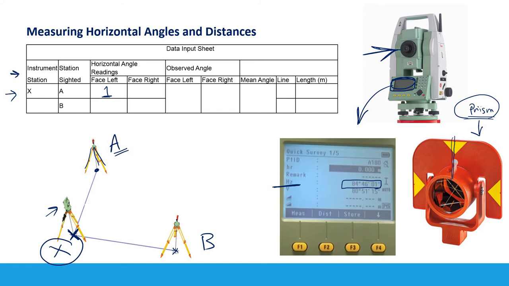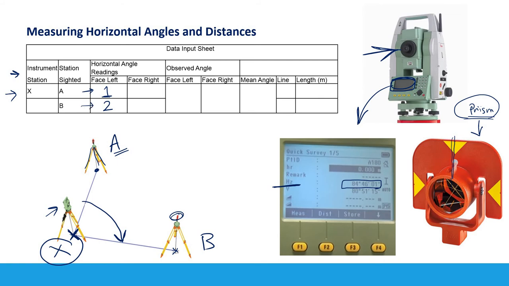So you will sight A, and then you will write down the horizontal angle value, and then you will turn your total station telescope towards B. You will sight the prism over B accurately, and then you will look at the horizontal angle value on the screen of the total station, and then you will write it down here. This is called face left over B. The first measurement here is face left over A, and the second measurement face left over B.